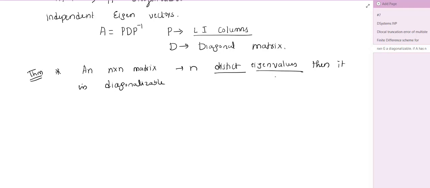If it has n distinct eigenvalues, for a 3 cross 3 matrix it has 3 different eigenvalues. When it comes to eigenvalues, we usually consider lambda 1, lambda 2, lambda 3. So if it has 3 distinct eigenvalues, then we say the corresponding matrix will be diagonalizable. Okay, so now let us understand this concept with the help of an example.